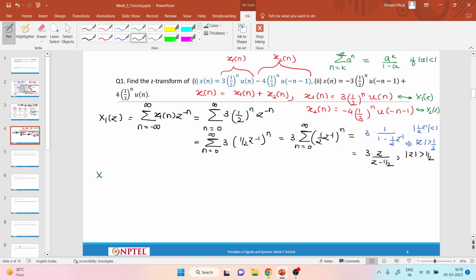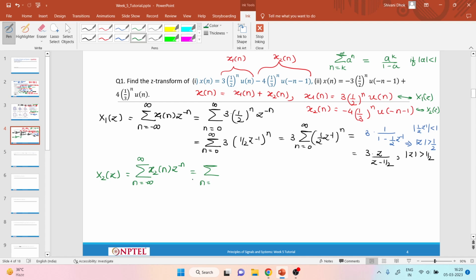So x2 of z is equal to summation n running from minus infinity to infinity x2 of n z power minus n. This is equal to summation n running.